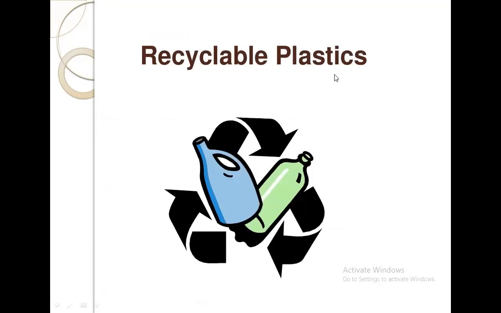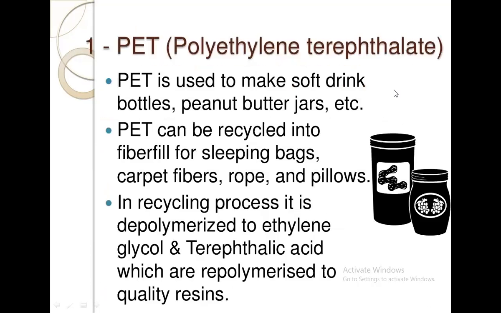Now recyclable plastics include polyethylene terephthalate, shortly called PET. PET is used to make soft drink bottles, peanut butter jars, and for storing peanut butter, soft drink bottles, any cold drink.